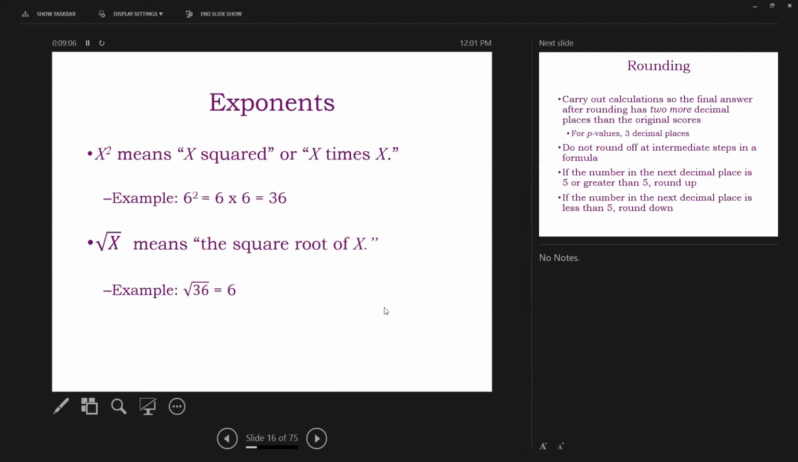So a short review of exponents. X squared means x with a 2 up there, or x times x. So 6 squared, 6 times 6 is 36. Radical x means the square root of x. So the square root of 36 is 6.